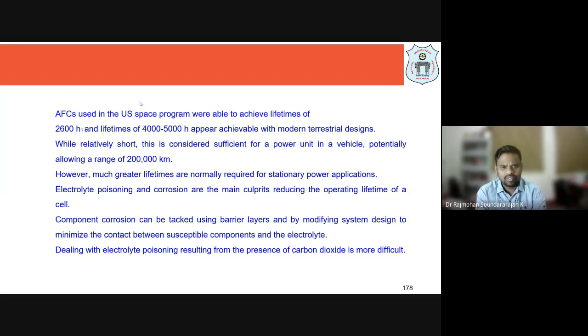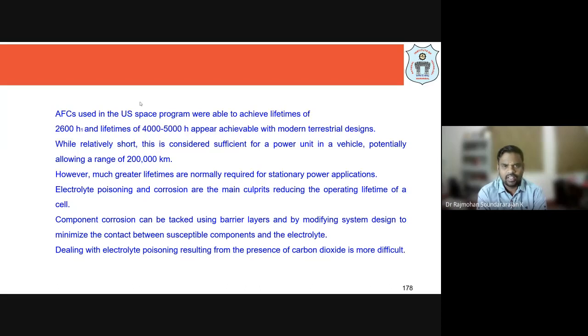In the US space programs, these alkaline fuel cells were used, and they had a lifetime of 2,600 hours to 4,000 to 5,000 hours, which appeared to be achievable with modern terrestrial designs. While relatively short, this is considered sufficient for a power unit in a vehicle, potentially allowing a range of 200,000 kilometers. However, much greater lifetimes are normally required for stationary power applications, and we have to overcome electrolyte poisoning and corrosion. They are the main culprits which reduce the operating lifetime of this type of alkaline fuel cell.